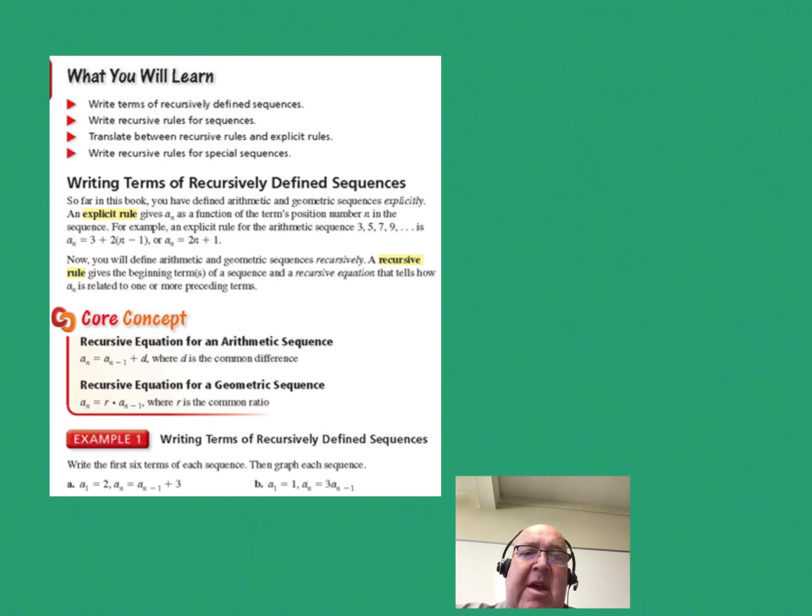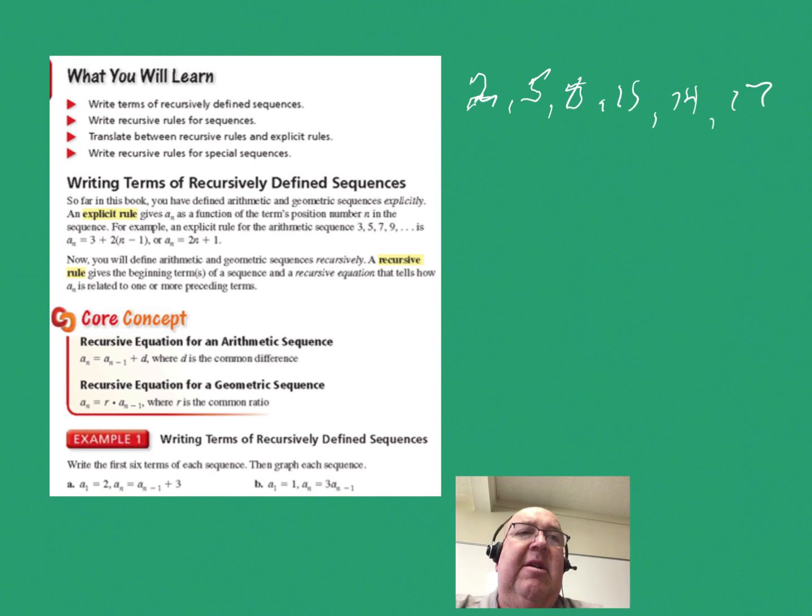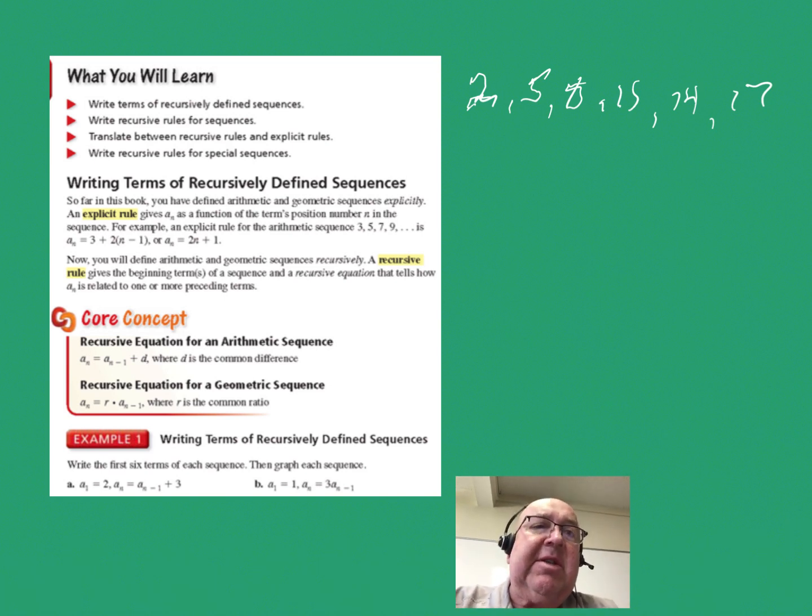It says write the first 6 terms of the sequence. So it tells us that the first term is 2. It tells us that we're adding 3 each time. So we go 5, 8, 11, 14, and 17. Simple as that, 6 terms.